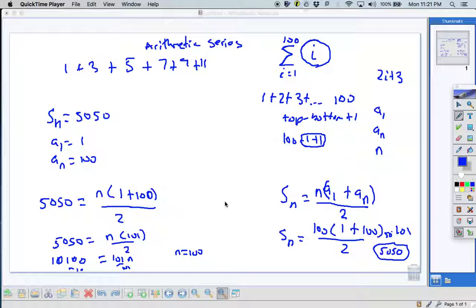But you should be able, no matter what I give you, if I give you 3 of these 4, s sub n and a sub 1, a sub n, you should be able to solve for the other missing variable. It does not matter the order. Most typically, it'll be like this example over here, where we give you n, a sub 1, and a sub n, and you're finding s sub n. But it doesn't have to be that way. It could be any of the above. If you have any questions on arithmetic series, please make sure you ask.